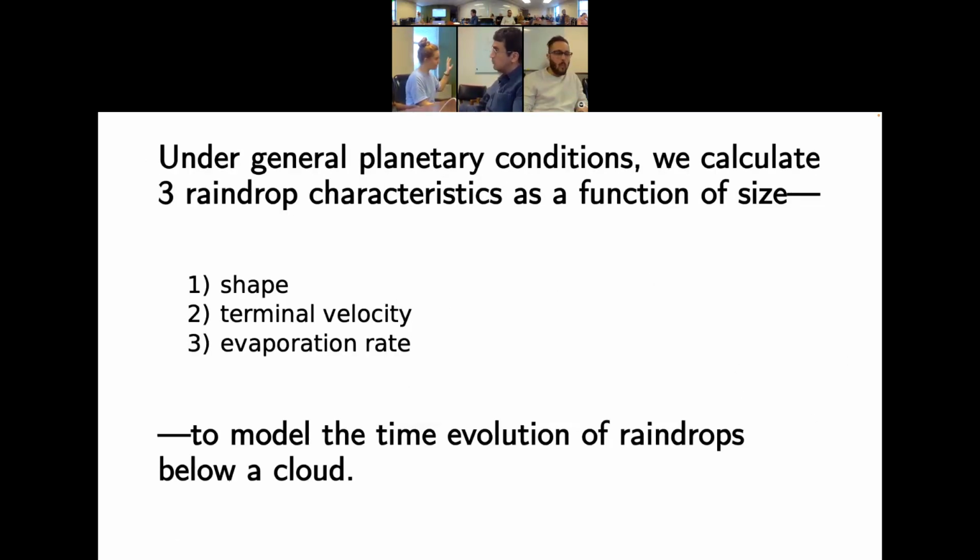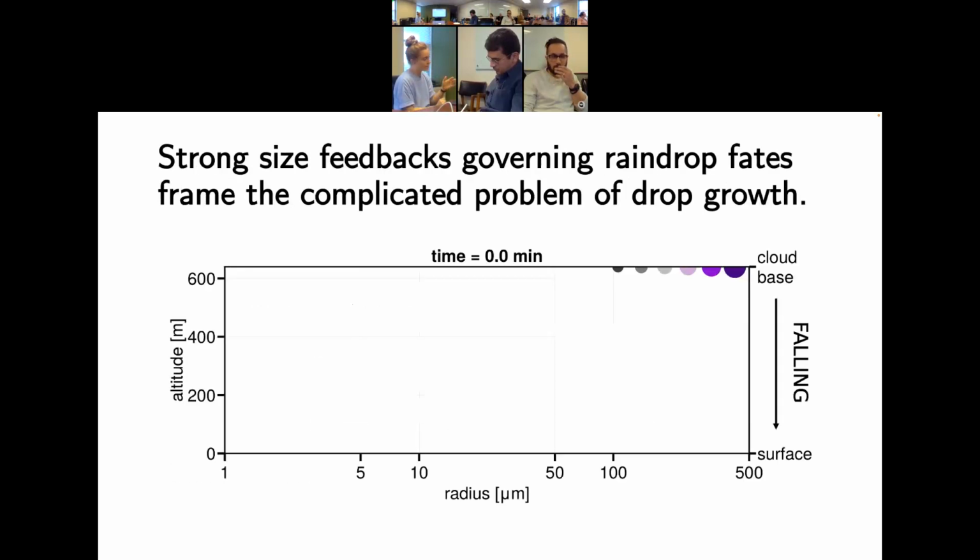And so the background that sets up this work is that we need to calculate three basic raindrop characteristics as a function of size, and that's shape, terminal velocity, and evaporation rate under general planetary conditions. And then we use these characteristics to model the time evolution of raindrops below a cloud. And basically, a driving conclusion of this work is that there are strong size feedbacks that govern raindrops' fates toward evaporation or precipitation, that can help us frame this complicated problem of drop growth.